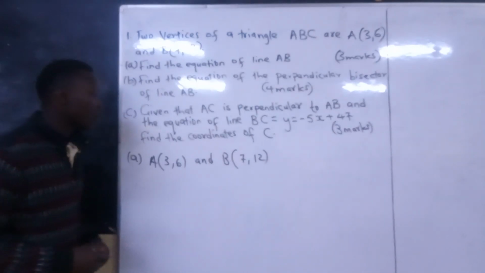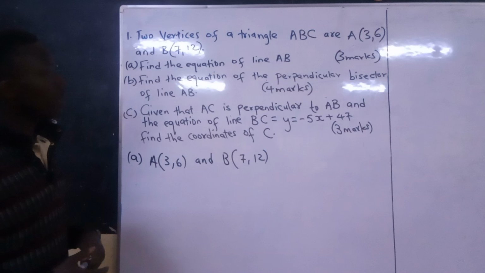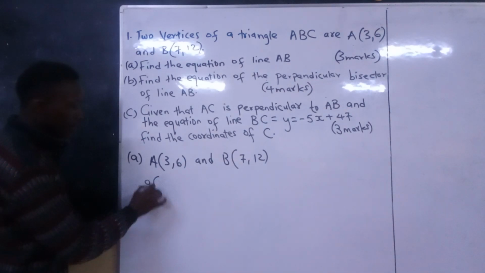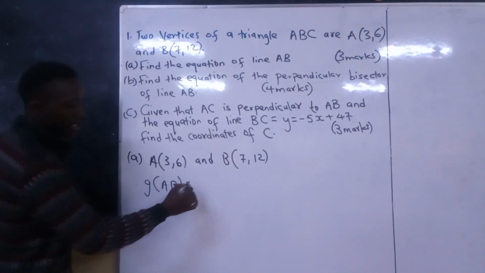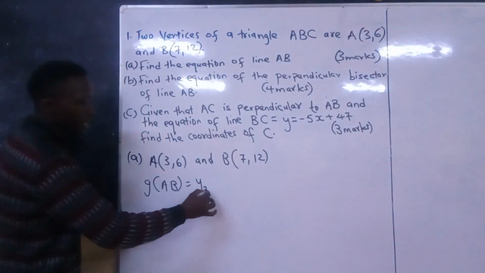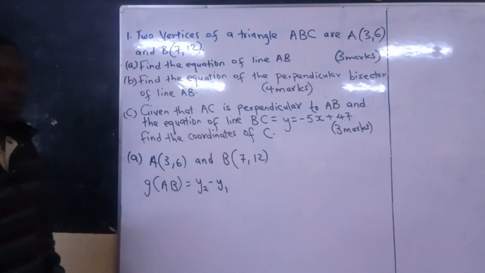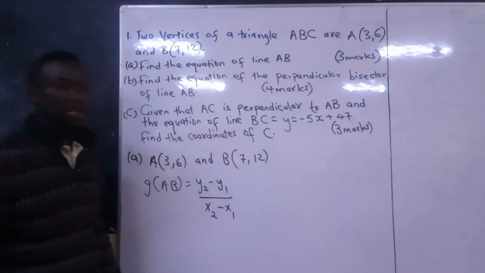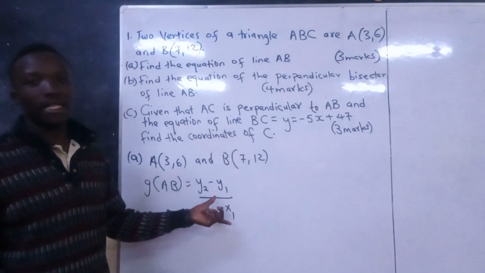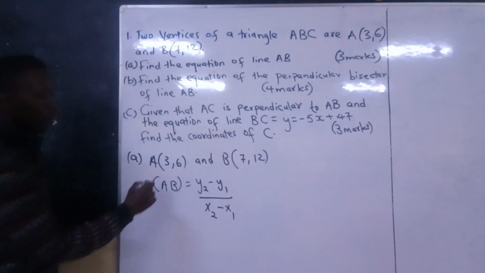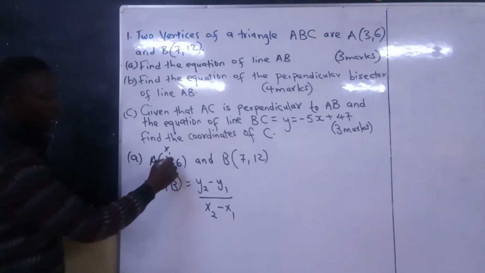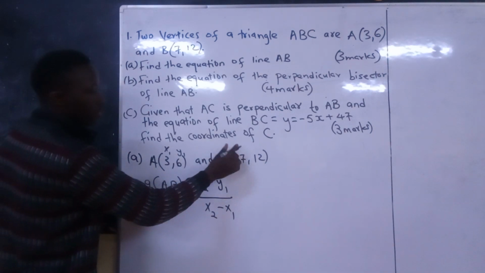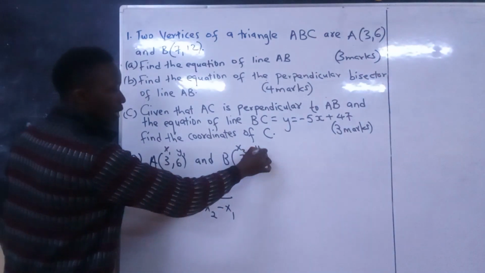To determine the equation of AB, we are first supposed to determine the gradient. The gradient of our line AB is given as the change in y, that is y2 minus y1, over the change in x, that is x2 minus x1. We can call this our x1, this our y1, this our x2, and this our y2.